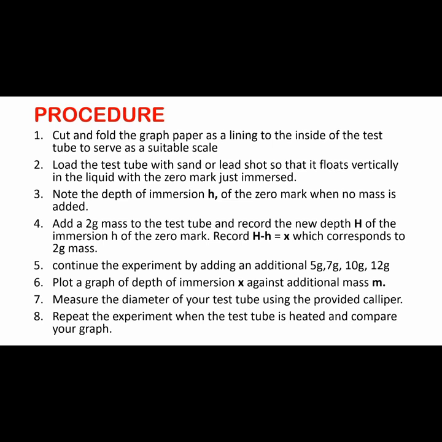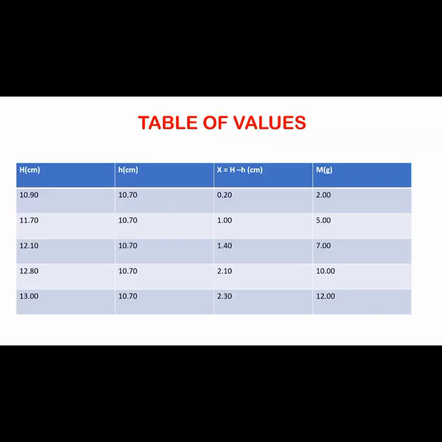Number 6, plot a graph of depth of immersion X against the additional mass. Measure the diameter of your test tube using the provided caliper. Repeat the experiment when the test tube is heated and compare your graph. What I mean is that when the water in the beaker is heated, you are also going to do the experiment and then compare your graph. So after the experiment, this table of values was shown.